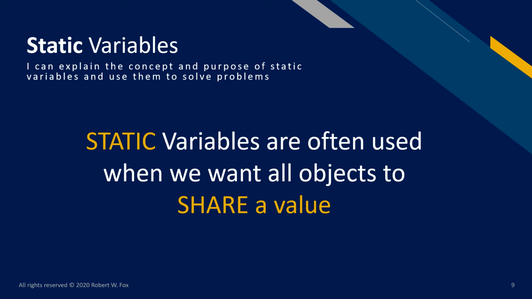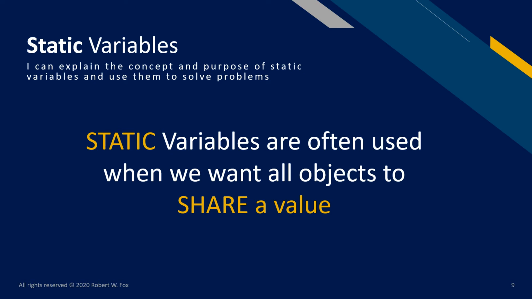One of the big reasons that we might want to use static variables is that we want all the objects of a class to share a single value. Normally, when we make a variable in a class, it's an instance variable, which means every object has its own copy of that variable.